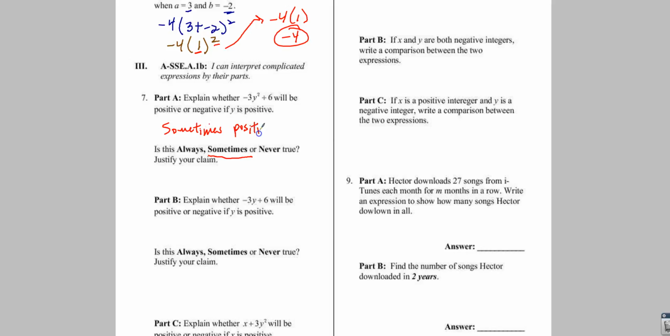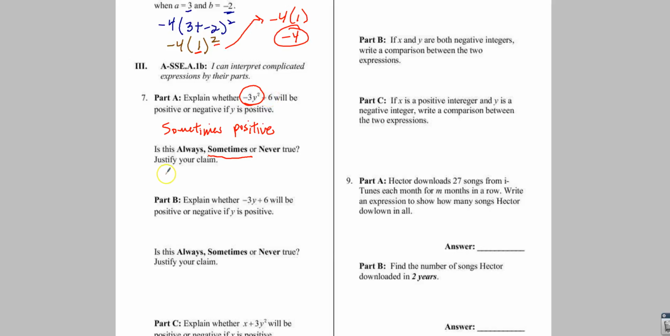And it's sometimes positive because this first term will always be negative. So if we pick a value for y, y has to be positive, but whatever value we pick, we're going to square it. So if we square it, that's positive. Then we multiply by negative 3, so we have a negative. So we've got a negative number and then a positive number.